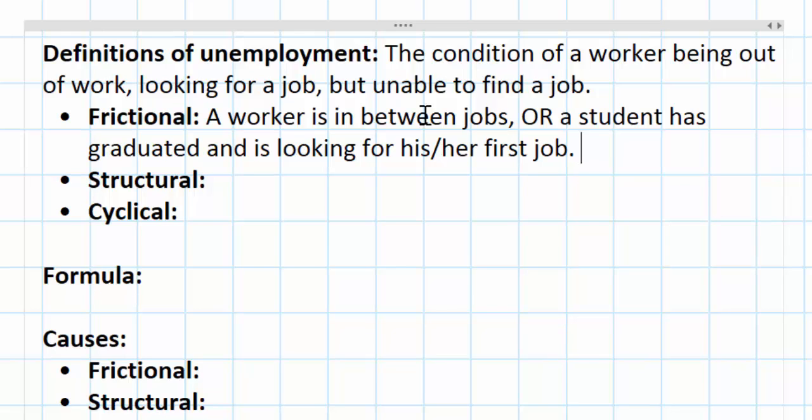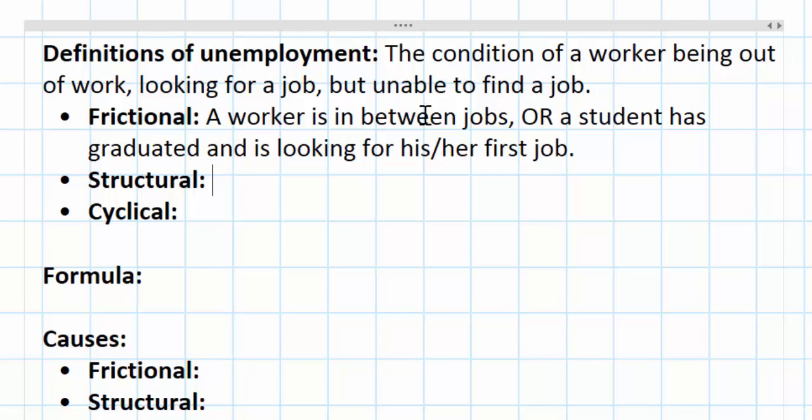It's also a sign that an economy is perhaps even healthy. Having frictional unemployment indicates that workers are confident enough to leave a job and look for a new job. It also indicates that students are graduating from universities or schools and looking for their first jobs. So frictional unemployment is going to be included in what we call the natural rate of unemployment, which we will talk about a little bit later.